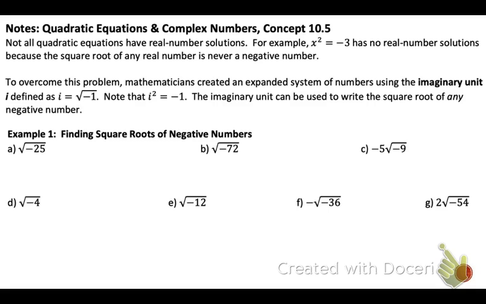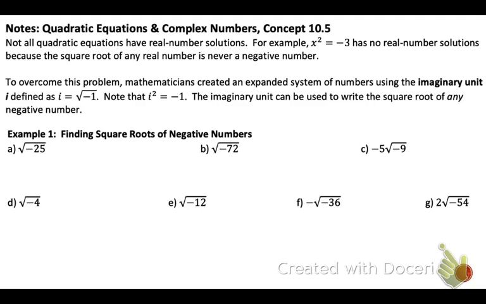So to overcome this problem, mathematicians created an expanded system of numbers using what we call the imaginary unit i, and it is defined as i equals the square root of -1. I believe the mathematician Euler is credited with this. The name imaginary unit is unfortunate because the number is not imaginary. It actually is an expanded dimension of numbers that has some practical use, and I know one of them is electric circuits.